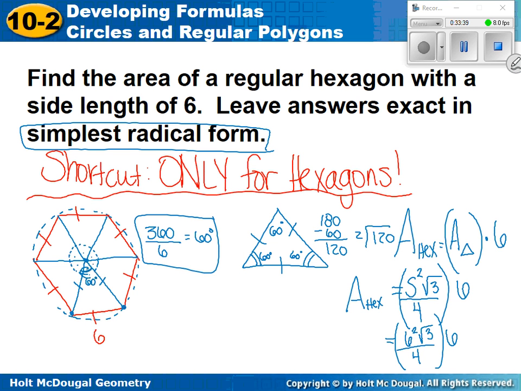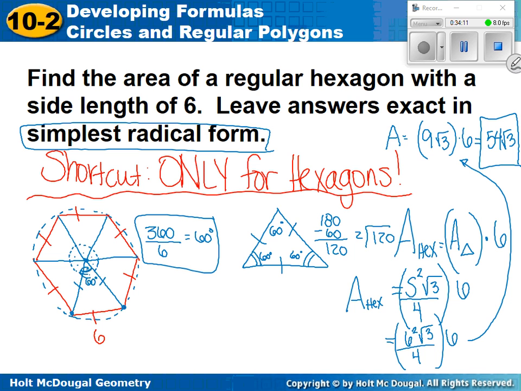So what is 6 squared? 36 divided by 4. 9. Can I go ahead and simplify all of that inside to 9 square roots of 3? And then we have that times 6. Is everybody following me there? And then if I multiply, what's 9 square roots of 3 times 6? 54 square roots of 3 units. They didn't give me any, but it would be units squared. Questions on the hexagon?